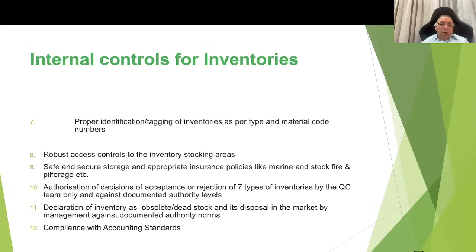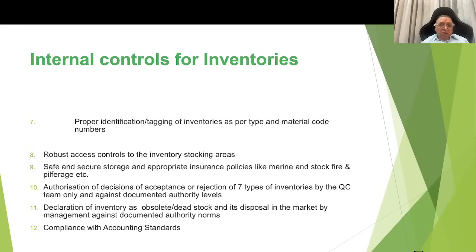Number seven, proper identification and tagging of the inventories as per the types and material code numbers. Number eight, robust access control to the inventory stocking areas, whether it is for bill of material or for WIP or for the finished goods lying in the depots or the warehouses, or all other four types of inventories which I have talked about. Ninth, safe and secure storage and appropriate insurance policies like marine insurance policies and stock fire and pilferage policies.